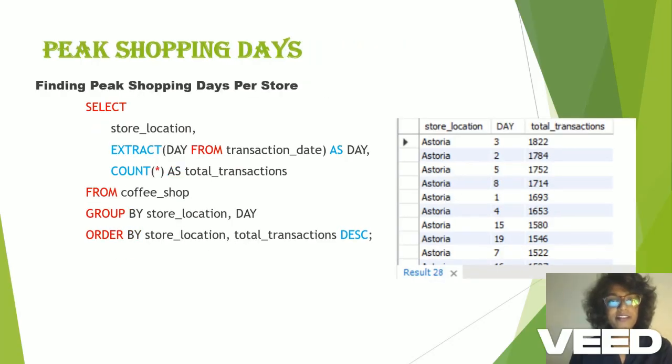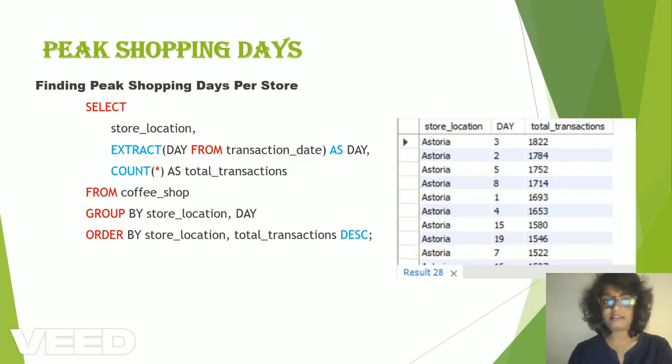Finding peak shopping days per store. This calculation is the same as finding peak hours. Here we extract the day from the transaction date and the rest is the same as the peak shopping hour.